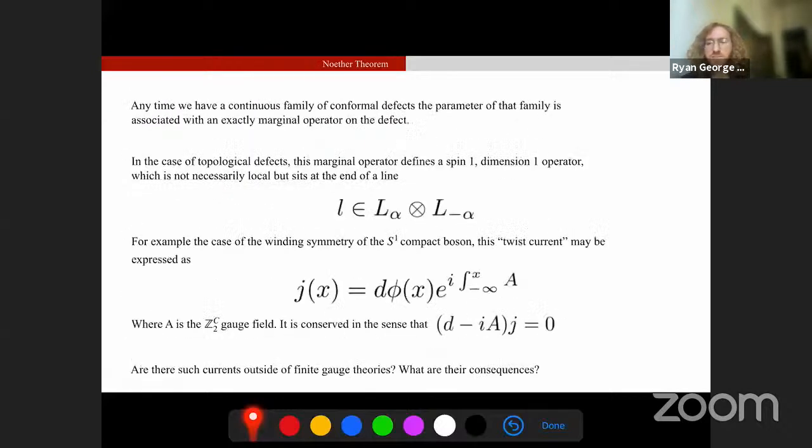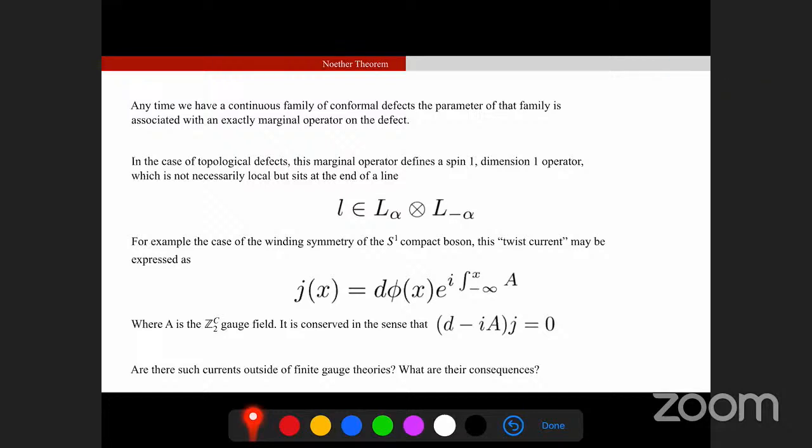Yeah, these things even satisfy another theorem. Like there's non-local conserved currents associated to these continuous families. So they're conserved currents which live at the end of topological lines. But I don't know if these things occur outside of this type of example, where you have a theory with a continuous symmetry and then you gauge something that doesn't commute with the continuous symmetry or doesn't normalize it.